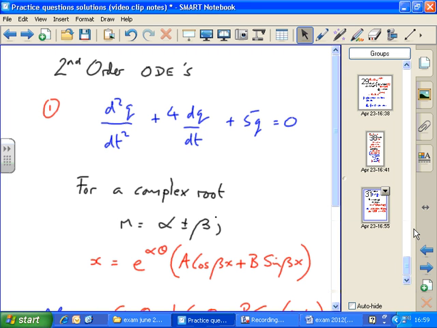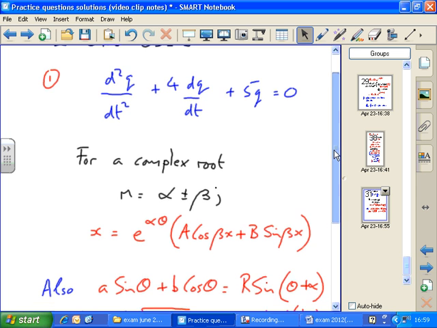Okay, the last couple of questions on this practice grade were to do with second order ordinary differential equations. Looking at this first one, I know it's a second order ordinary differential equation because it's got the second differential in it as well as an equal sign. So let's try solving this thing.